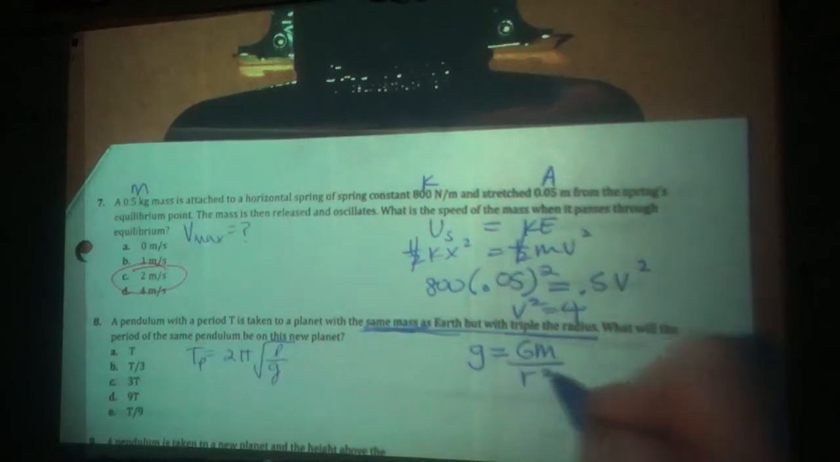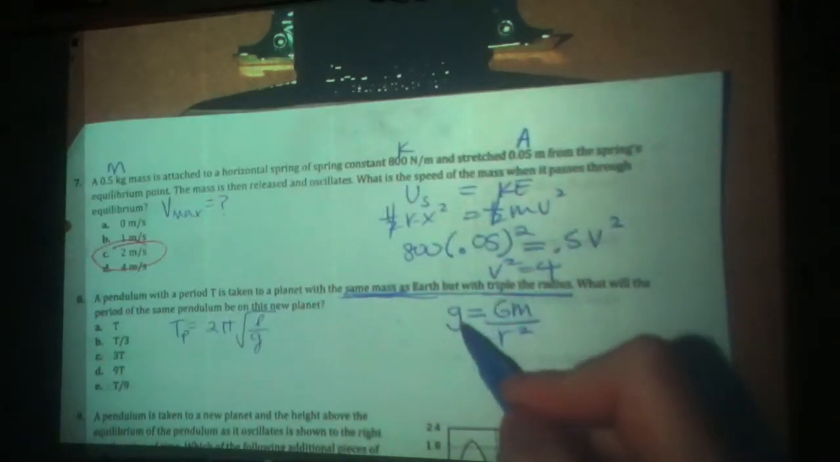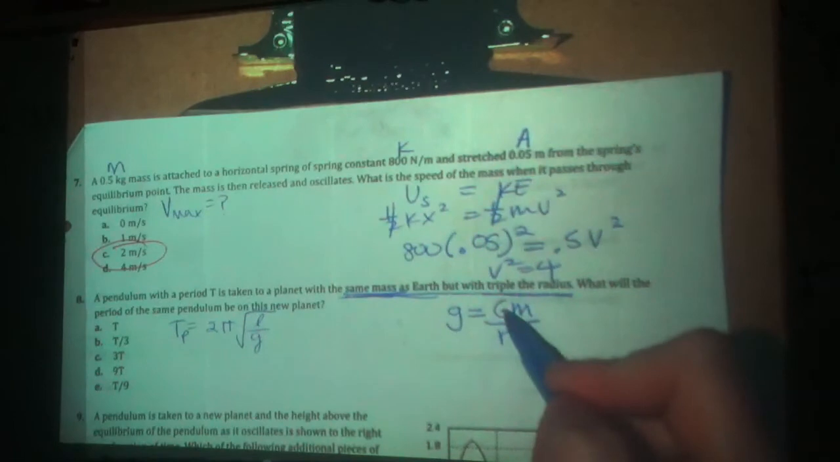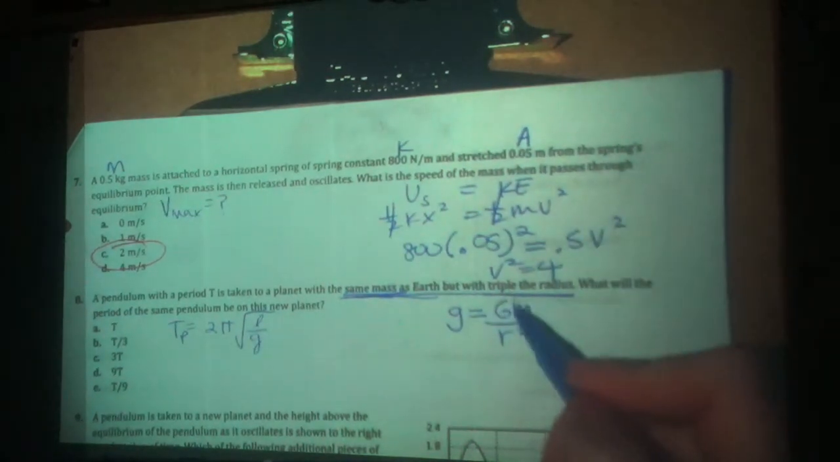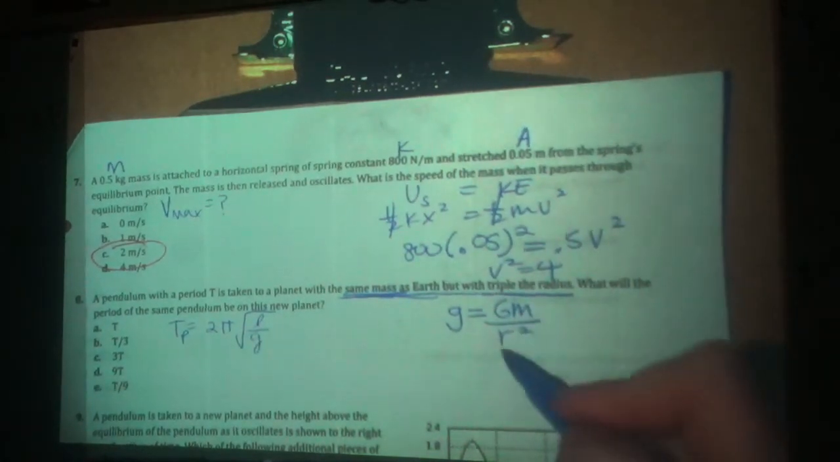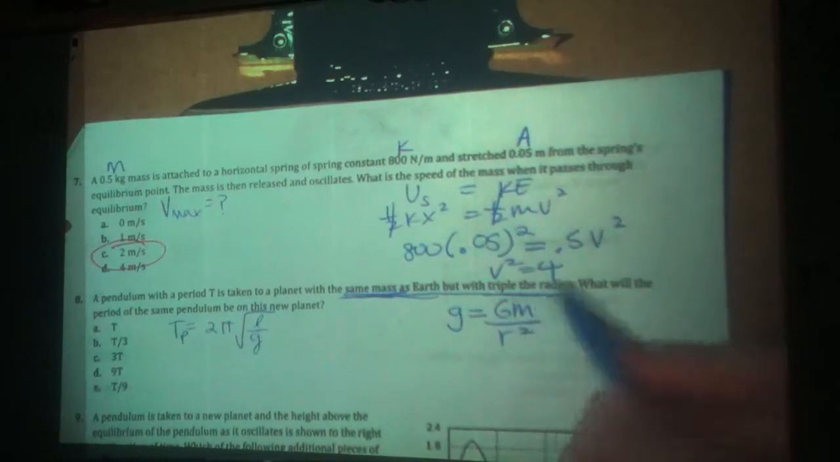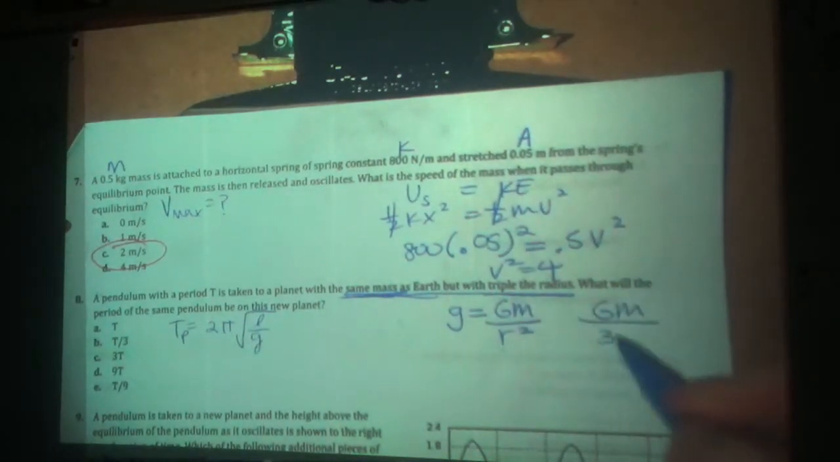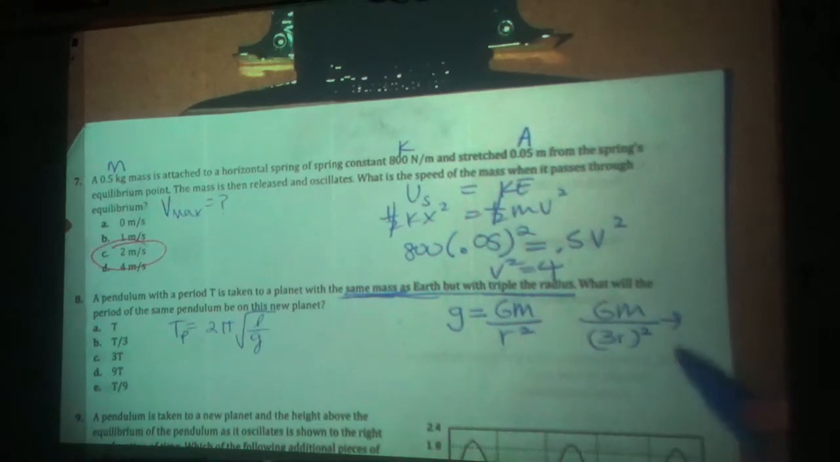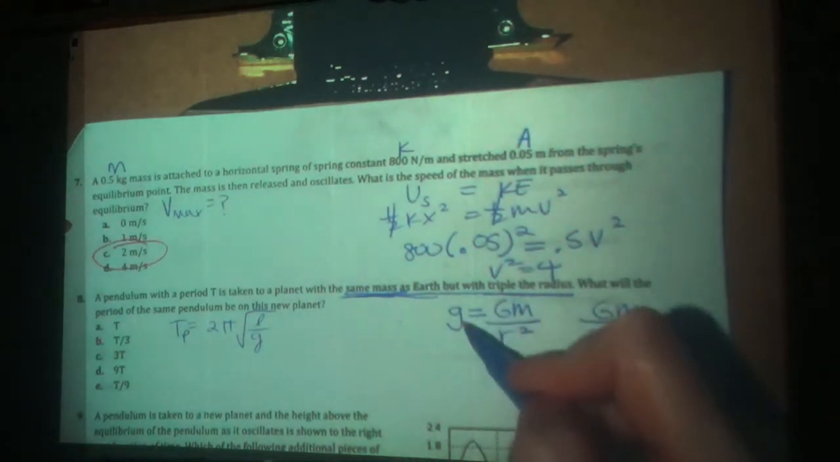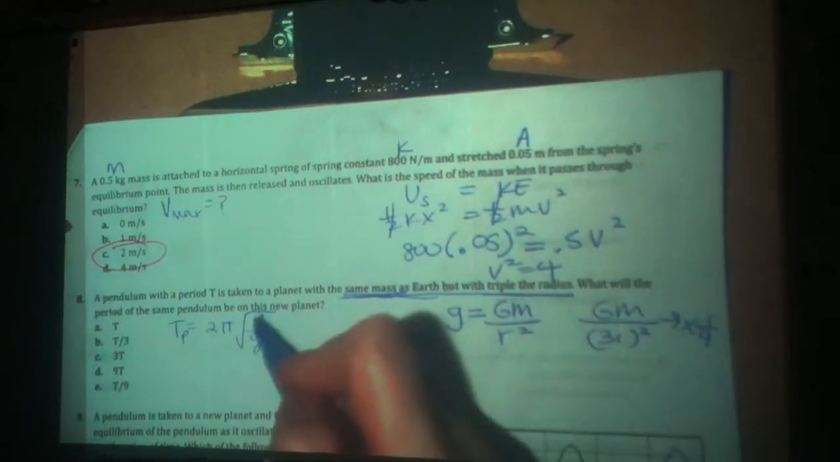So g equals GM over r squared. So for the acceleration due to gravity for some planet, it depends on our constant G, the 6.7 whatever, times mass of the planet divided by the radius of the planet squared. So if I keep the same mass, but I have 3 times the radius, then that's going to give me 1/9 the original acceleration. So instead of L over g, this is now becoming L over 1/9 g. Okay, so we've decided that we have a smaller acceleration due to gravity.